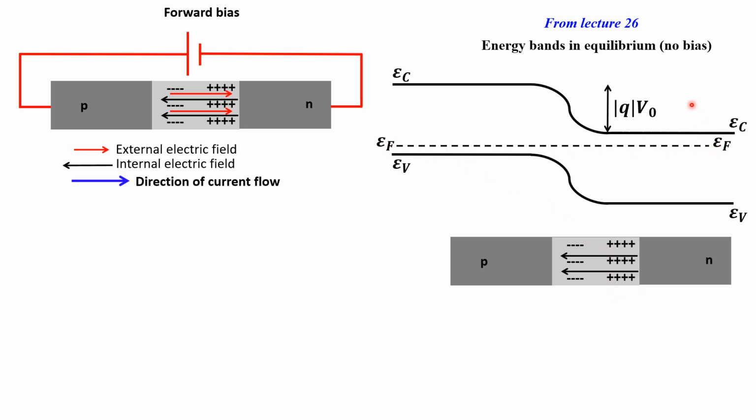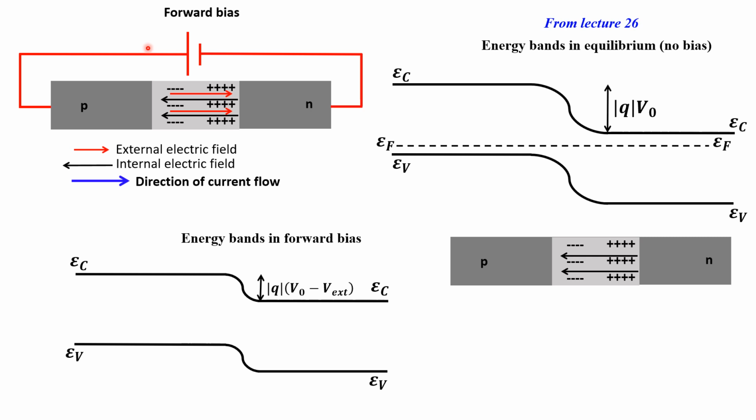The Fermi level is aligned because the electrostatic potential difference is compensating the chemical potential difference between the N and P side, like we discussed in lecture 26. But when we connect the PN junction in forward bias, then there will be an external electric field due to the battery, and this external electric field will be anti-parallel to the internal electric field. So the total field now is lower than the field in equilibrium. So that means that the electrostatic potential difference now is lower than the electrostatic potential difference in equilibrium.